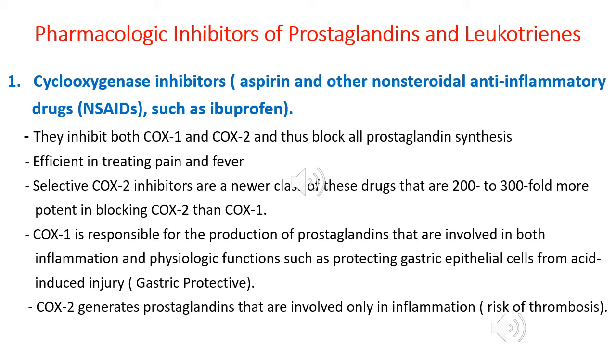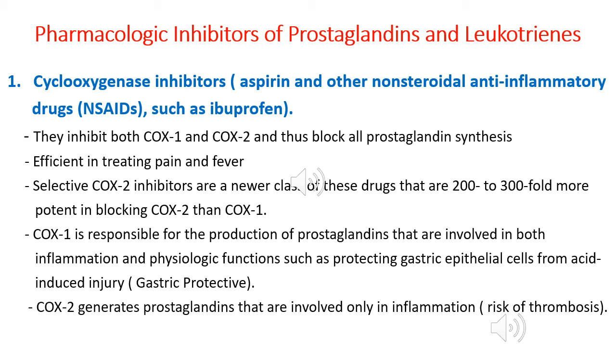So the first category is the cyclooxygenase inhibitors, which includes aspirin and other non-steroidal anti-inflammatory drugs such as ibuprofen. Aspirin, ibuprofen, and NSAIDs, the non-steroidals, are among the most commonly used medications, especially over the counter, without prescription. We have to understand exactly their mechanism and their side effects as well. The main action is that they inhibit both COX-1 and COX-2 and thus block all prostaglandin synthesis. These are broad cyclooxygenase inhibitors, and they are efficient in treating pain and fever.